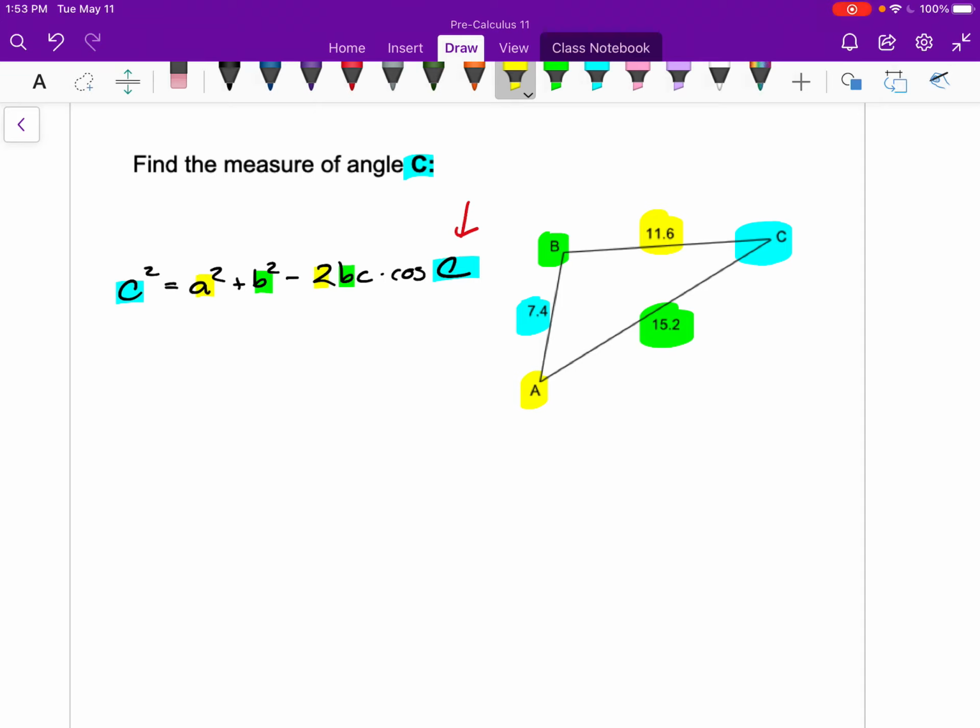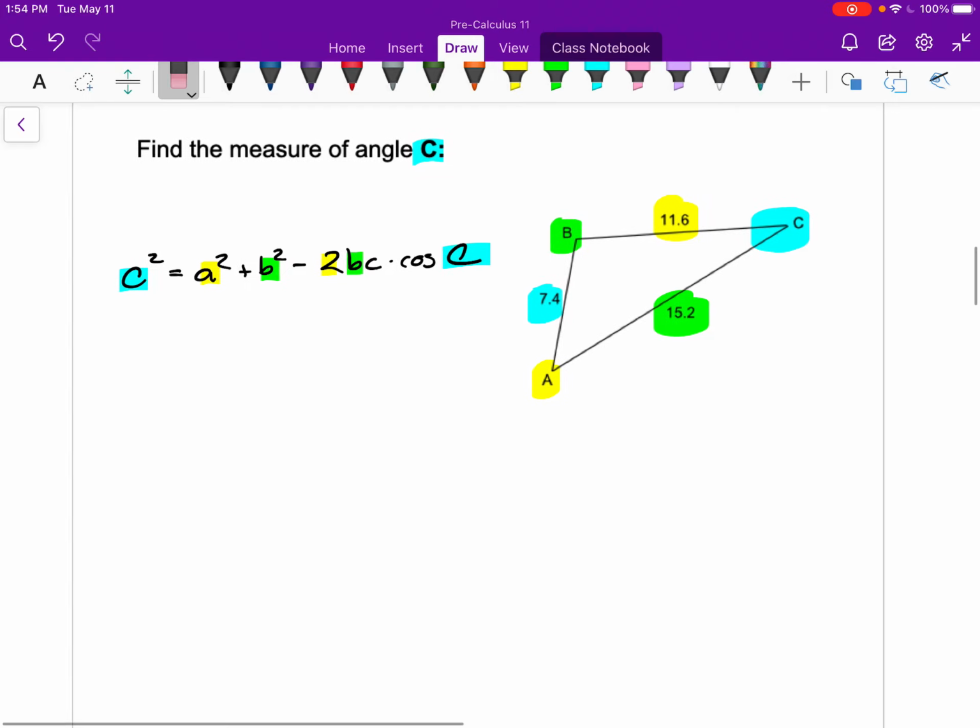One thing I could do right now, I don't really recommend it, is substitute C right away with 7.4, A with 11.6, B with 15.2, and then clean that up and solve step by step for C, or the cosine of C. However, what I recommend first is, if I'm going to isolate stuff and move things around, I'd rather not deal with all these numbers like 7.4 squared and 11.6 squared. I'd rather just deal with A, B, and C. So I'm going to rearrange my equation right now before I substitute values in.